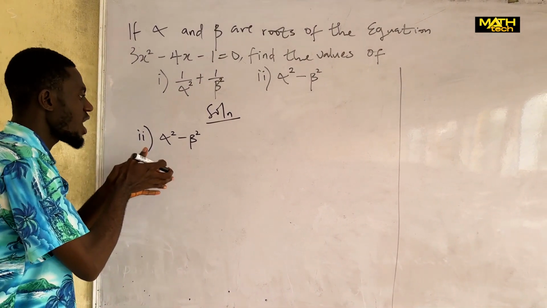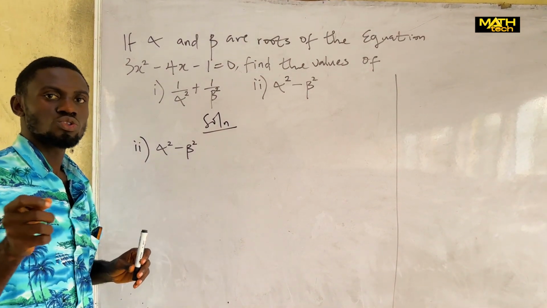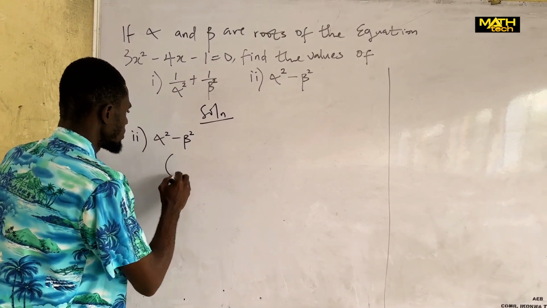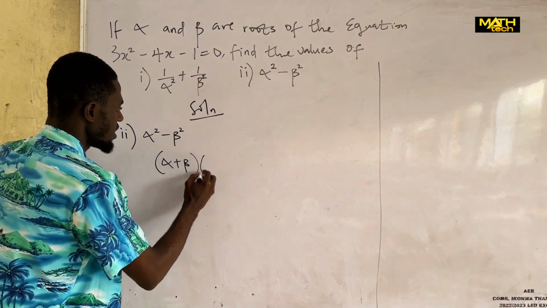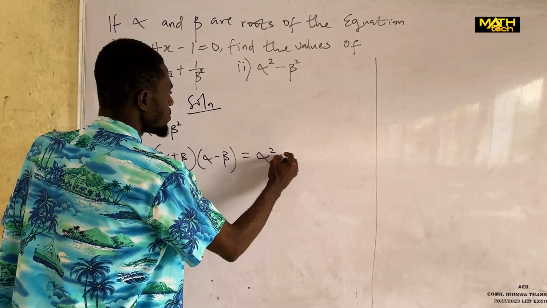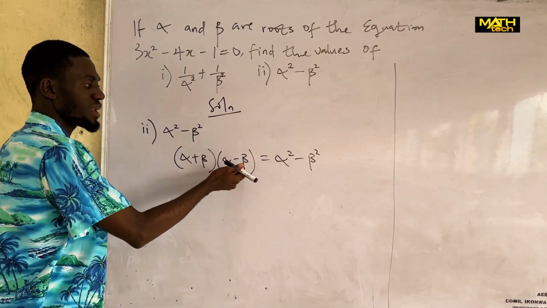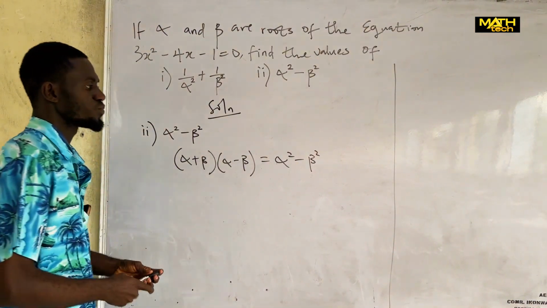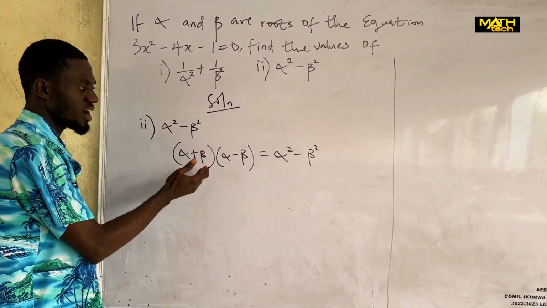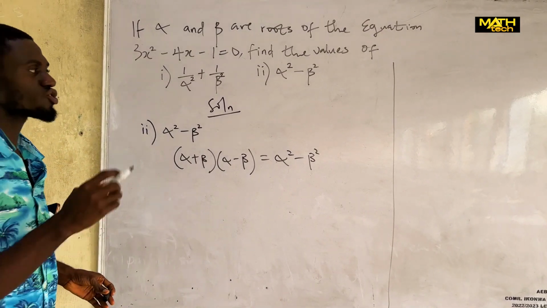Now, before we go into solving for alpha squared minus beta squared, your mind should take you to the difference of two squares. We know that alpha plus beta times alpha minus beta is equal to alpha squared minus beta squared, knowing that if you expand this bracket, the result will be alpha squared minus beta squared. What we'll be working with is the alpha plus beta and the alpha minus beta.